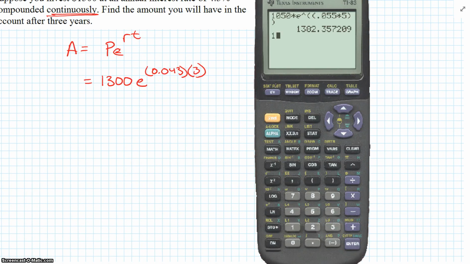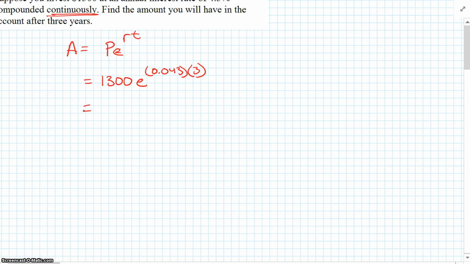So it's going to be 1,300 times e to the 0.043 times 3. We're going to have $1,479. Hopefully that made sense to you. That's pretty much the lesson.